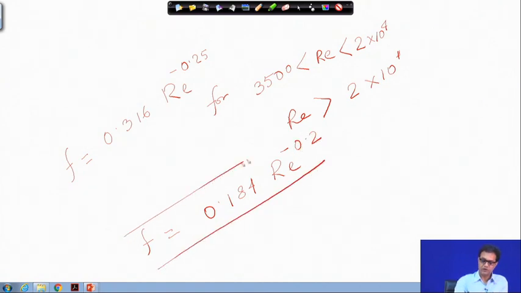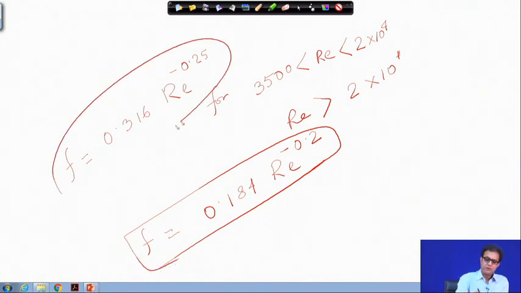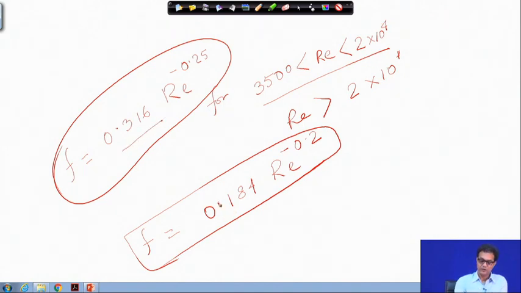So, these are the correlations for the turbulent flow, where we understand that the friction factor values are like this. If the Re range is between 3500 and 2 into 10 to the power 4, we have this kind of friction factor, and similarly when the Re is on the higher side, more than 2 into 10 to the power 4, we have 0.184 Re to the power minus 0.2.